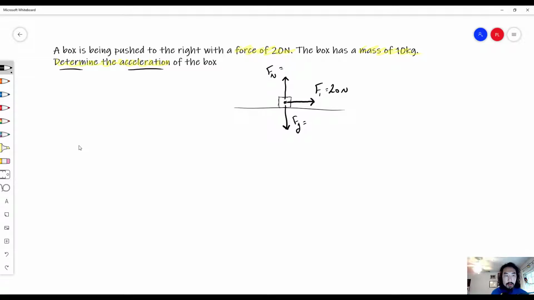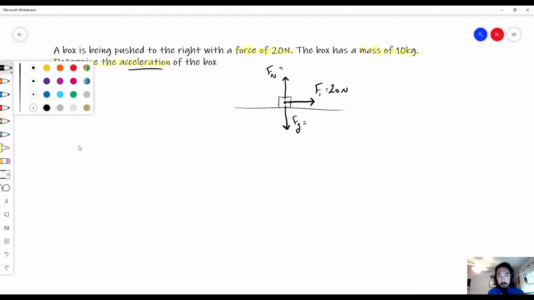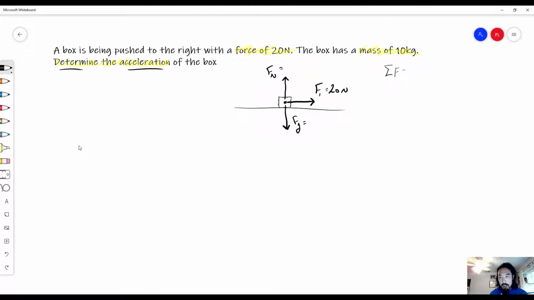Okay, so in order to solve this problem, remember, we always want to start off with our equation. So the net force is equal to mass times acceleration. And in this case, we are looking for the acceleration of the box. Now you have to ask yourself, in what direction would the box be accelerating? In the y-axis or in the x-axis? Hopefully you said in the x-axis.